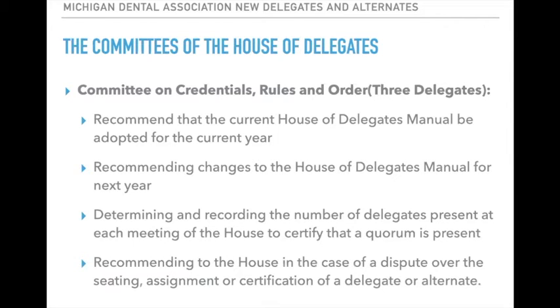And last, a little different here, is recommending to the House in case of a dispute over seating, assignment, or certification of a delegate or alternate. This is where, if a change needs to occur, it's not usually a dispute. It's more so that if a delegate is not able to serve, the alternate takes their place, and this group is the one that oversees to make sure that the credentials are appropriate and that the alternate can take the place of the delegate for the voting that occurs.